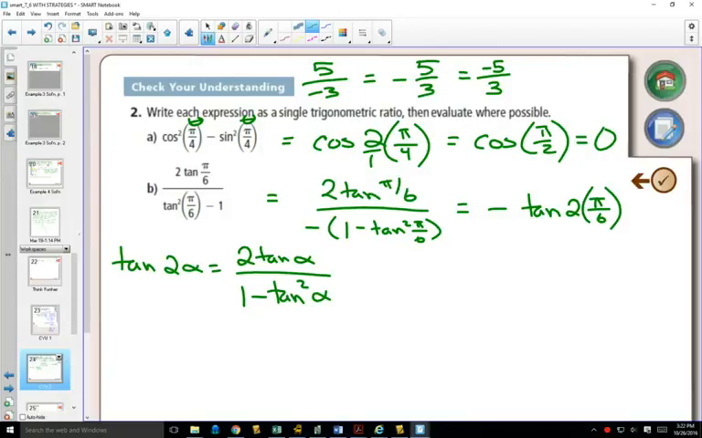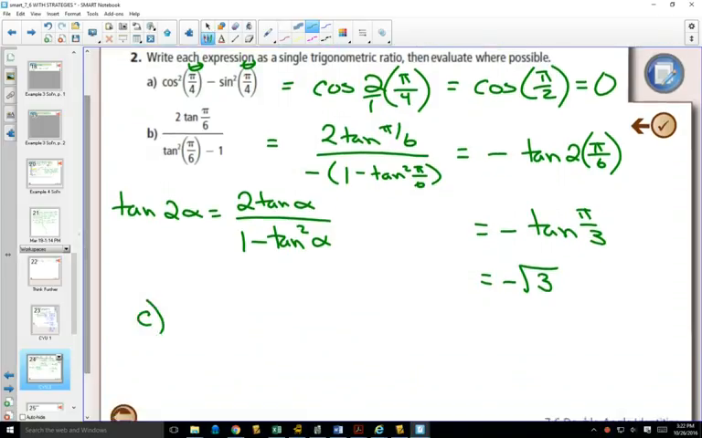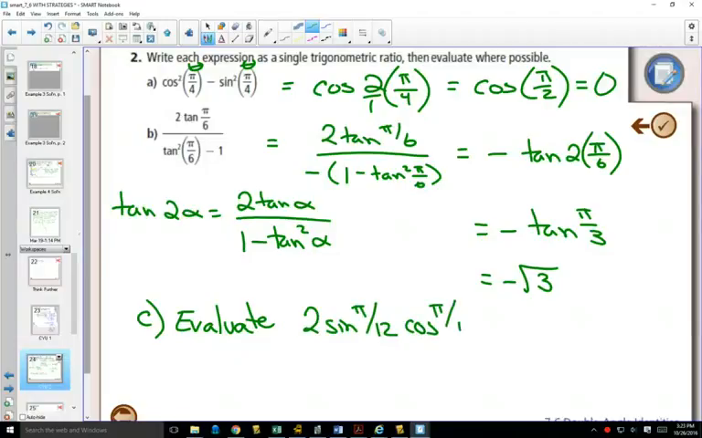And 2 times pi over 6 is pi over 3. And tan of pi over 3 is root 3. I'm going to add a part C. Evaluate two sine of pi over 12 cos of pi over 12.